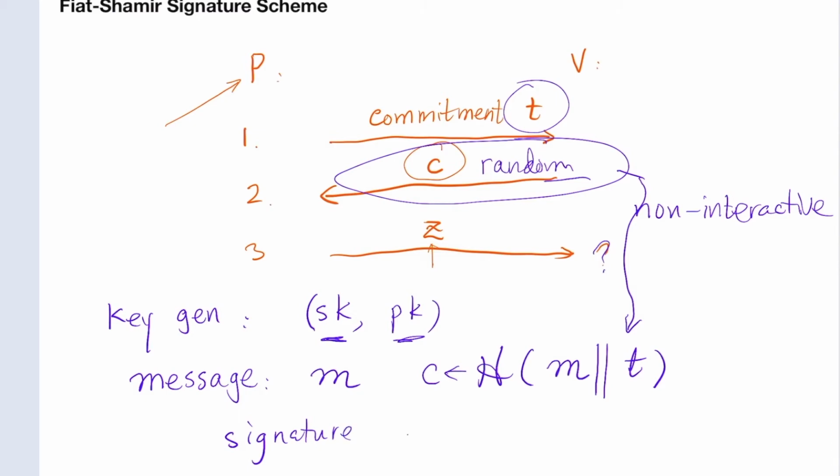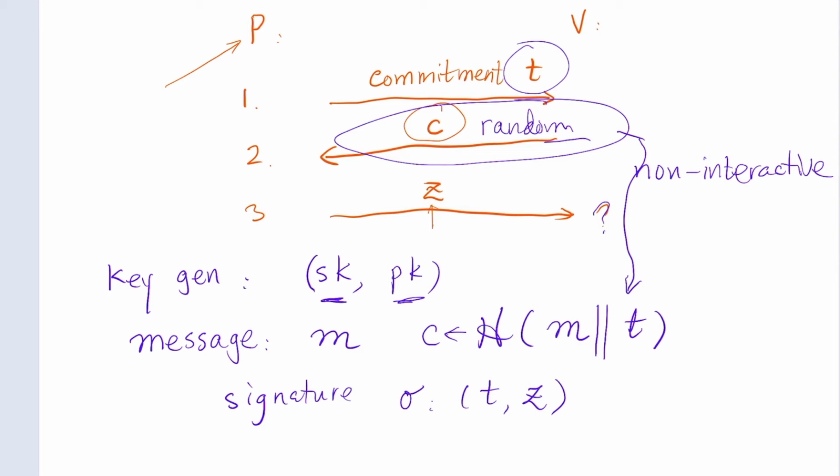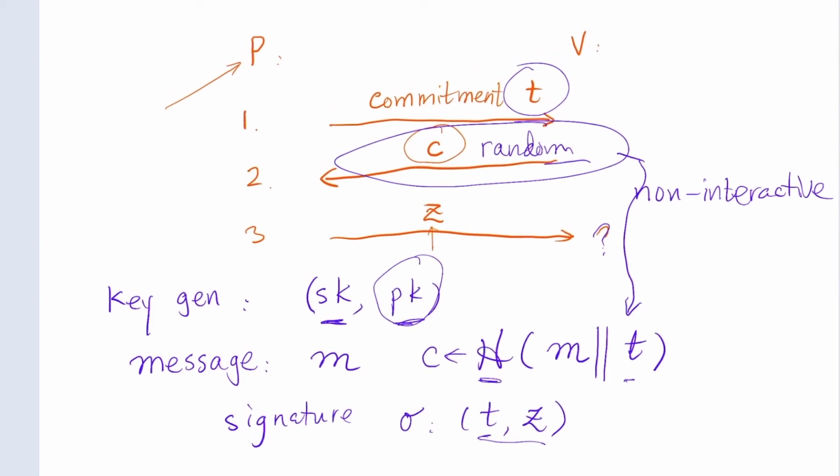Then your signature, in this case, we usually use sigma to represent the signature, is a pair. A pair of what? It's the commitment and the Z that you calculate. That would be your signature. And for the verification, you're going to rely on the public key PK, the common hash function that you use, and the commitment that you know. So the verifier can still do the verification. That's the concept of turning the Sigma protocol into a signature scheme.